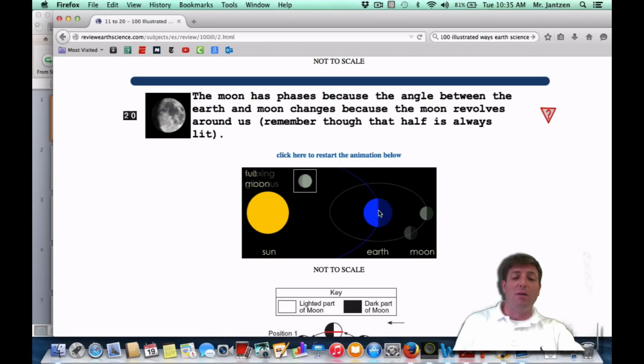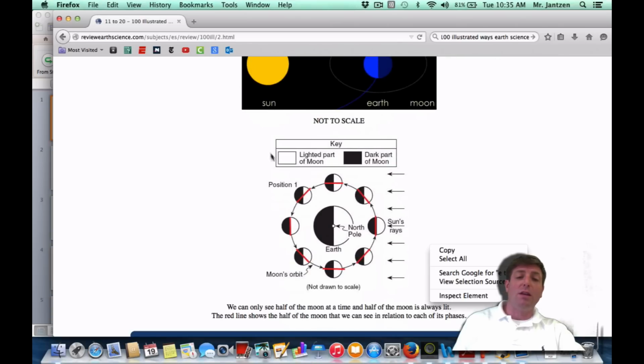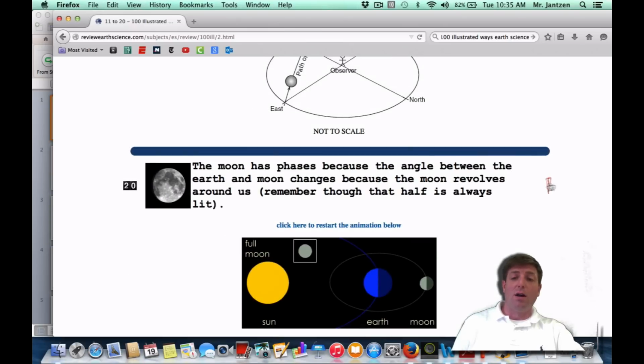Okay, just a nice summary diagram right down here. Whenever you get a diagram like this, just make sure you understand where the sun is. Sometimes they put the sun on this side of the diagram, sometimes on this side of the diagram. But that's going to be key when you answer a Regents question. So let's take a look at a Regents question and check it out.